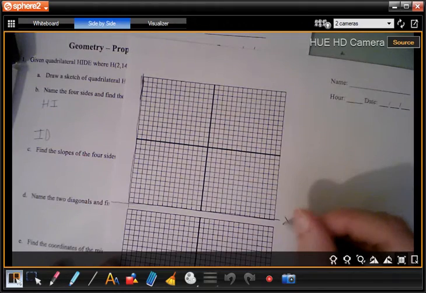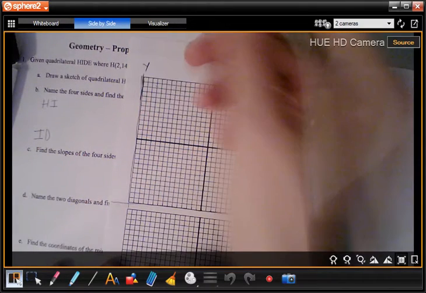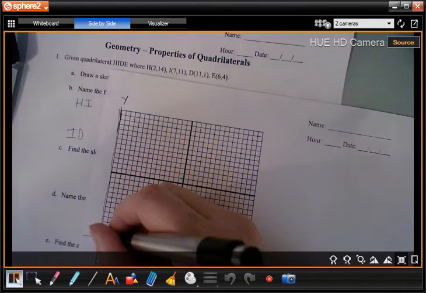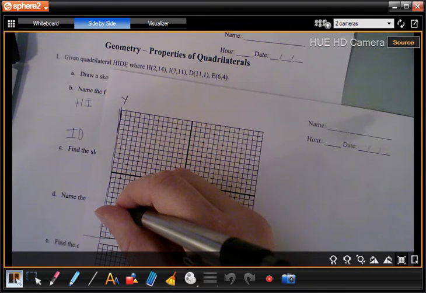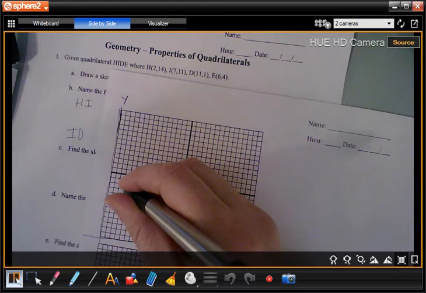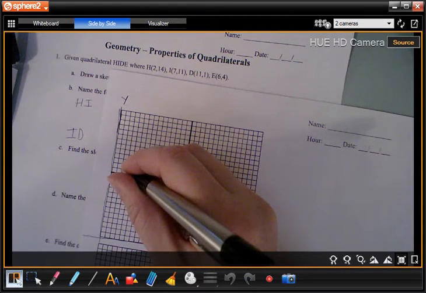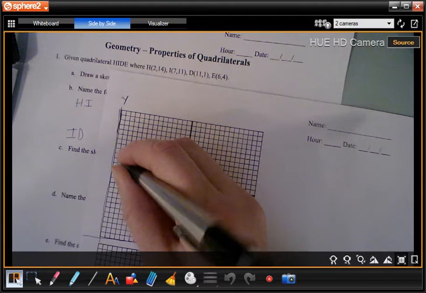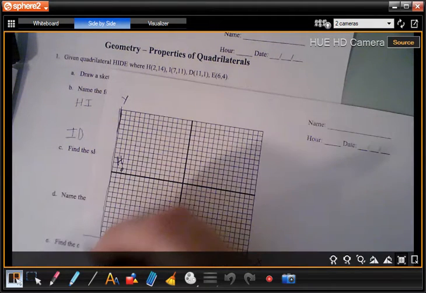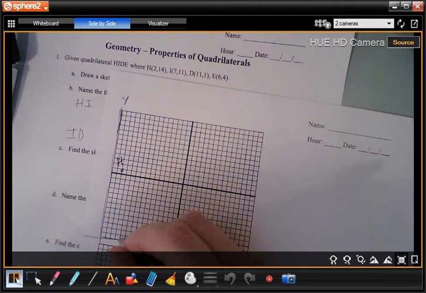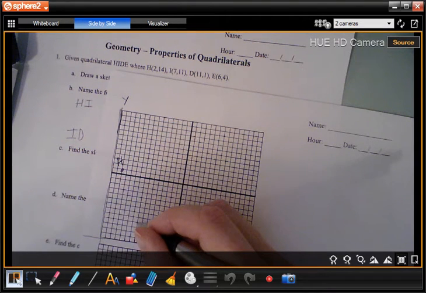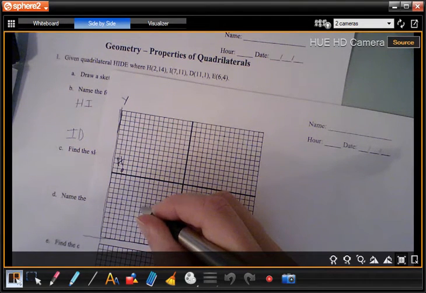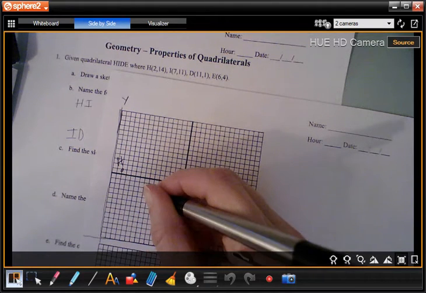So this is the X axis. This is the y-axis. And the first thing I'm going to do is plot these 4 points. For H, I'm going to go over 2, up 14, and that's H. Then I'm going to go over 7, up 11.